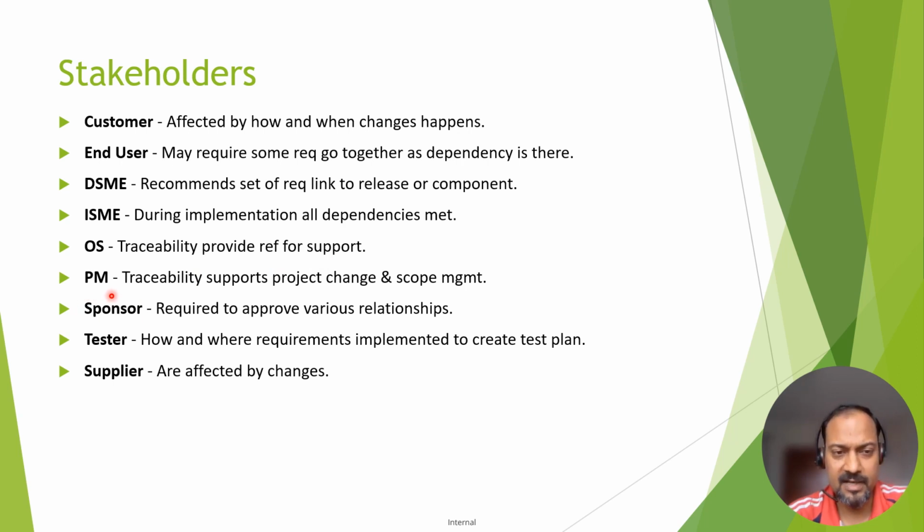We have the project manager. Traceability supports project change and scope management. We have a sponsor, who is required to approve various relationships. We have the tester, who needs to know how and where requirements are implemented to create the test plan. And the supplier is required because suppliers are affected by the changes. So most of the stakeholders play a crucial role in this activity.